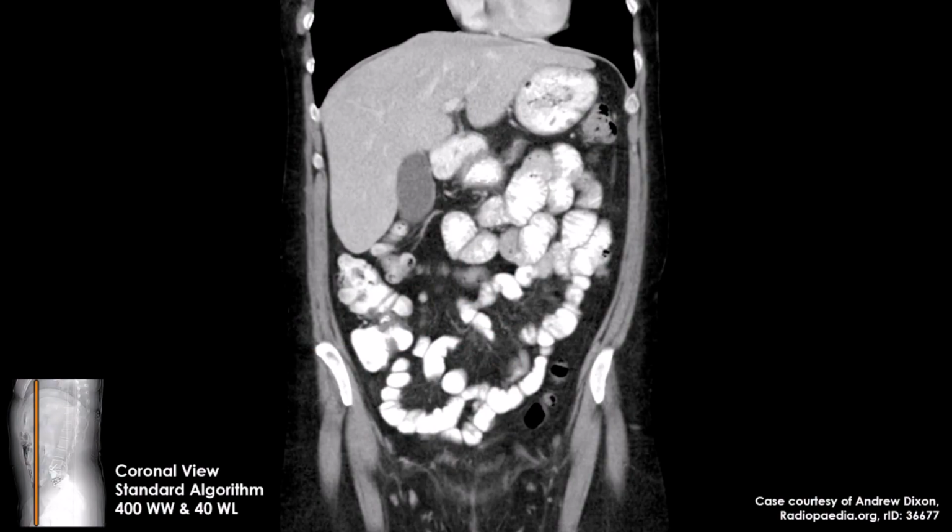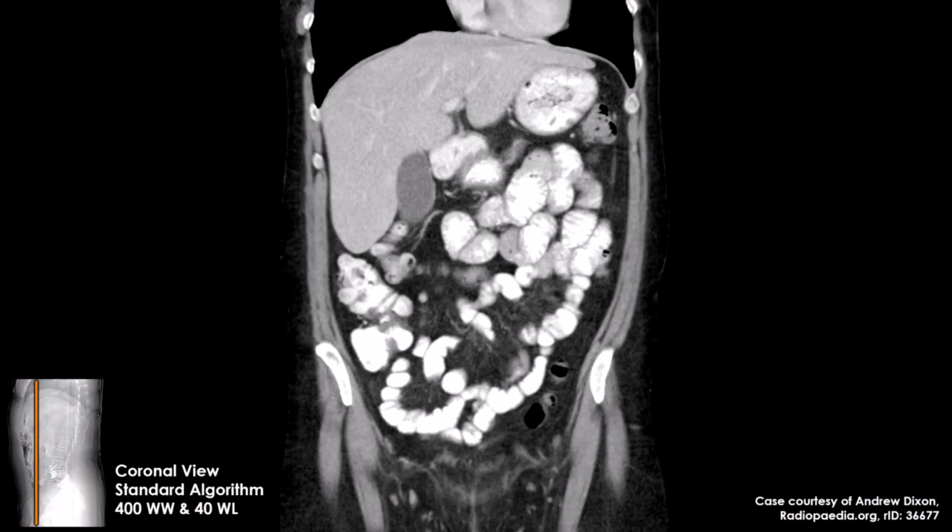This is a CT image of the abdomen and pelvis in the coronal plane. The image has been processed with a standard algorithm, and we are displaying the image with the usual windowing technique for soft tissue. That's about 400 window width and 40 window level.